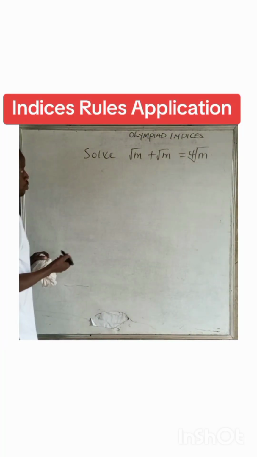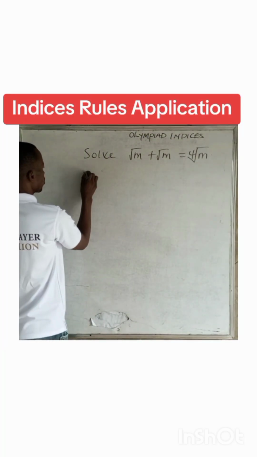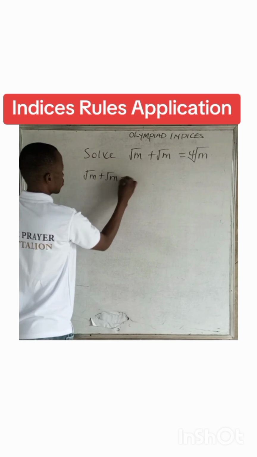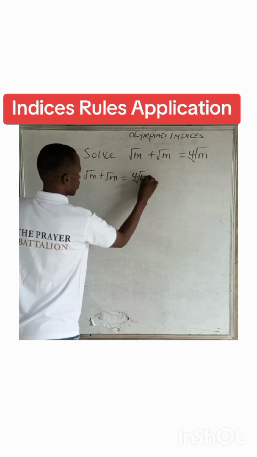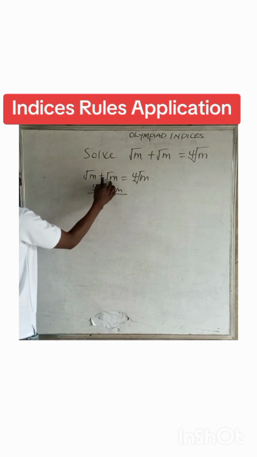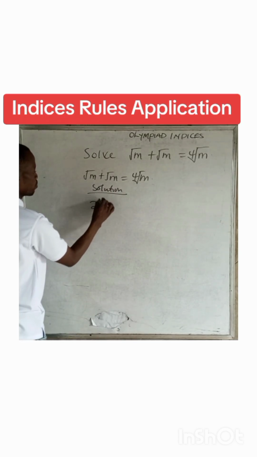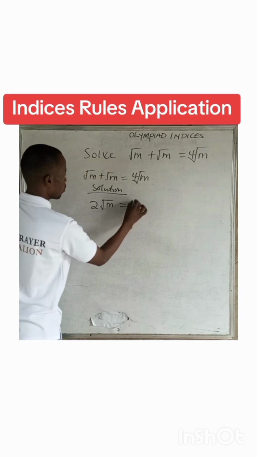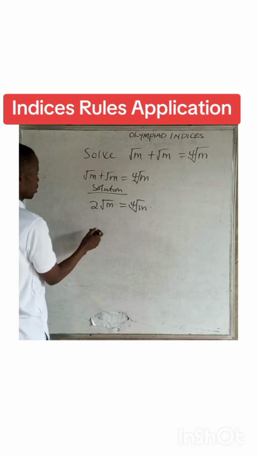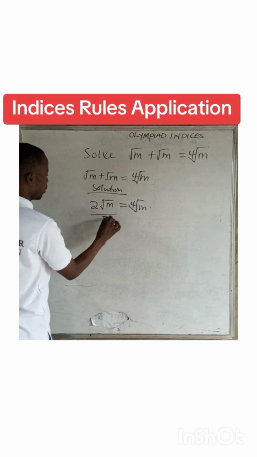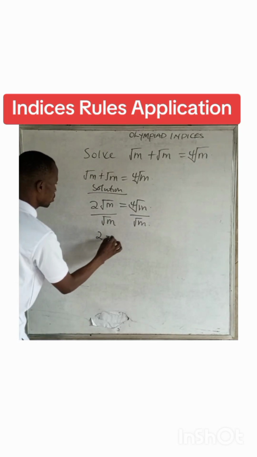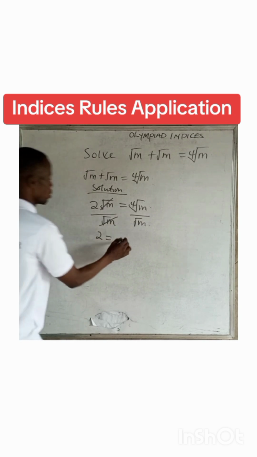Olympia equation. Now, this is going to give us root of m plus root of m equals 4th root of m. Going by the solution, root of m plus root of m gives us 2 roots of m equals 4th root of m. Of course, this one you can divide by root of m, so we're going to have 2 equals, this cancels this.